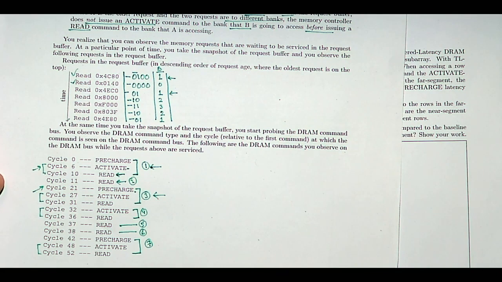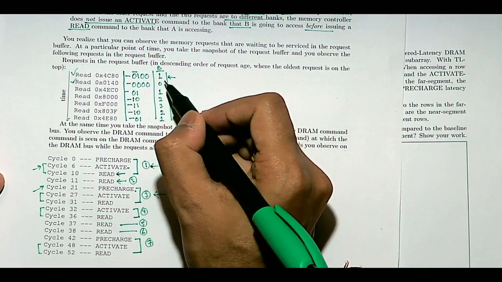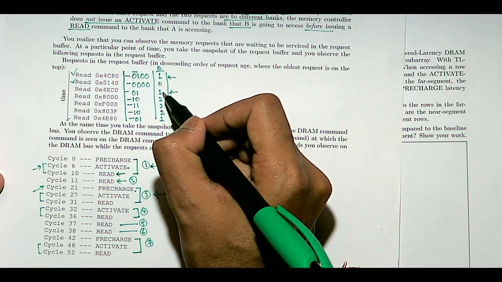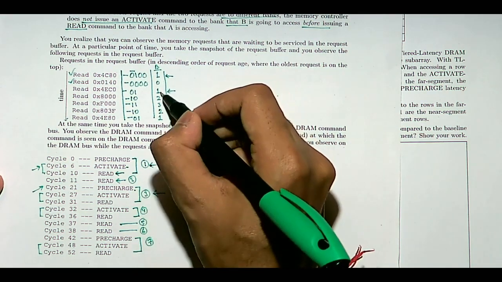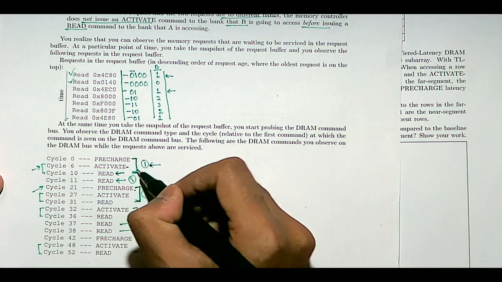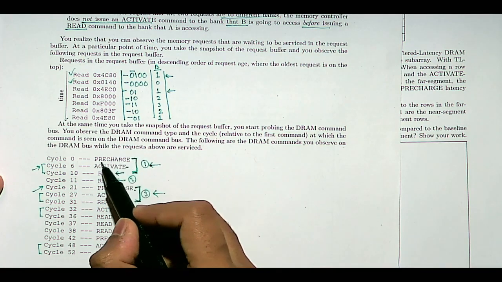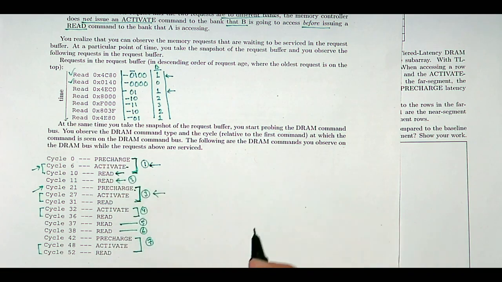There is a row conflict. So these two accesses are going to the same bank, right? Now, I'm saying these two accesses are going to the same bank, but if you look at the access sequence of these two accesses, this one is opening a new row: precharge, activate, and read.